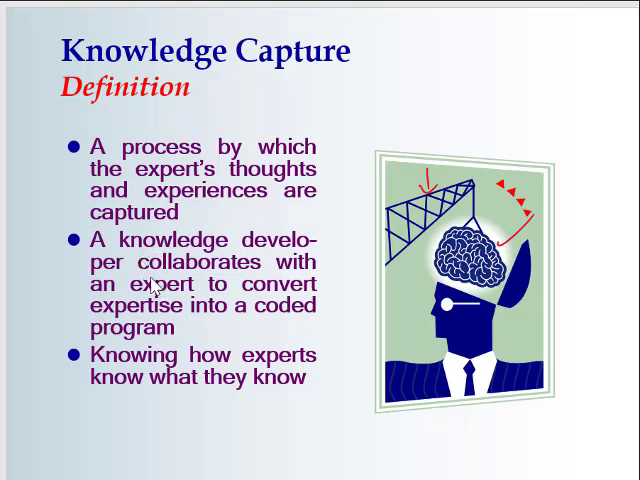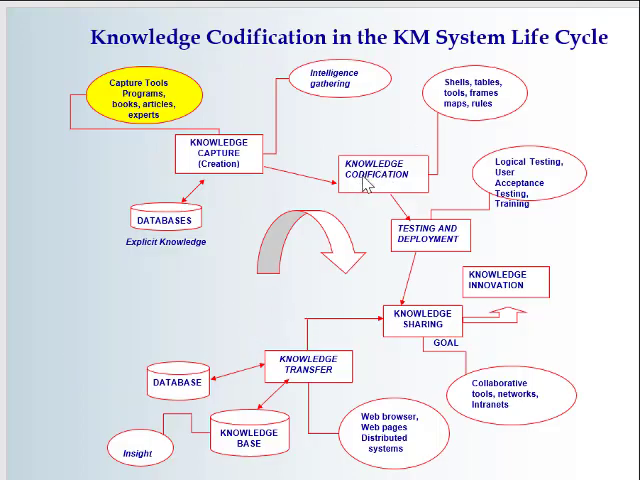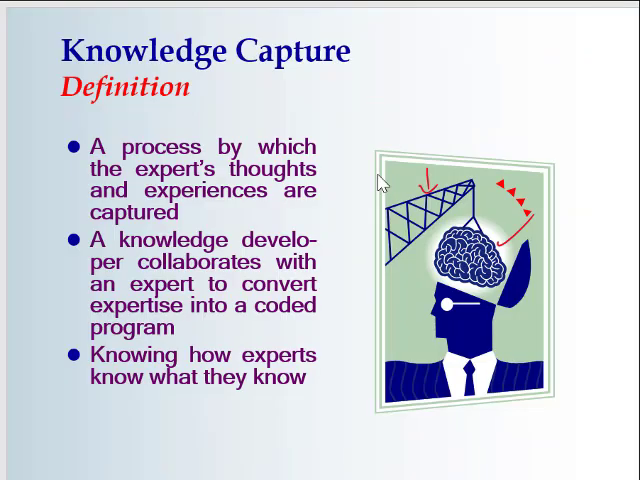Or we could say a knowledge developer collaborates with an expert, because the one who actually elicits that knowledge is the knowledge developer. He collaborates with experts to convert expertise, whatever the expertise is in that brain, into the coded form, because we have to code it. I just told you in this picture, we need to do knowledge codification. After knowledge capture, we do knowledge codification. And who does it? It is the knowledge developer, right? So this could also be the definition of knowledge capture: a knowledge developer collaborates with an expert to convert expertise into the coded program.